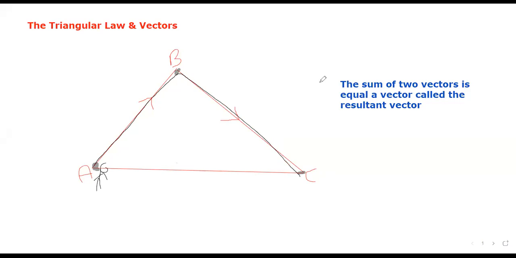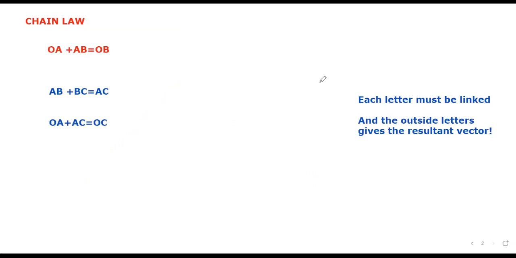so the sum, they went from A to B and from B to C. So the sum from A to B and B to C would just equal A to C. And A to C is something called a resultant, right? So that's really what you're trying to do with these questions. Alright, so I'm going to show you the trick.